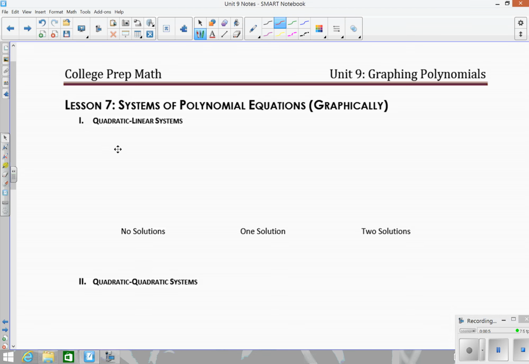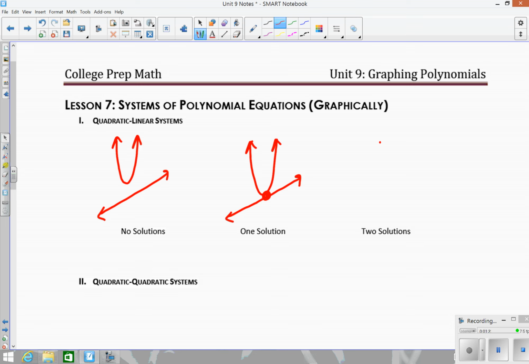So if you have no solution in a certain quadratic linear system, that just means that you could have a scenario that looks like this, where you have a parabola and you have a line and they never cross. So they wouldn't have any points in common. One solution means that you have a line that crosses the parabola in exactly one spot. So the line's tangent to the parabola. So that would be the solution, or the point that they both have in common.